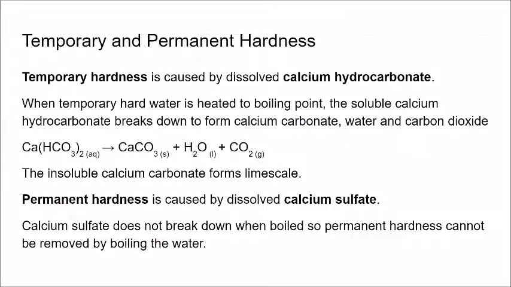So, temporary and permanent hardness. Temporary hardness is caused by dissolved calcium hydrogencarbonate, and permanent hardness is caused by dissolved calcium sulfate. For temporary hard water, when it is heated to boiling point, the soluble calcium hydrogencarbonate breaks down to form calcium carbonate, water and carbon dioxide, as shown in the equation below, and the insoluble calcium carbonate will form limescale. Permanent hardness is caused by dissolved calcium sulfate. Calcium sulfate does not break down when boiled, so permanent hardness cannot be removed by boiling the water.